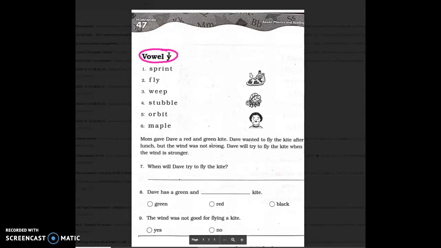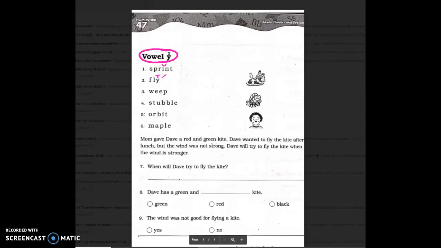Sprint. I don't see a Y in this word, so we're just going to code that short I sound with a breve. Next one. Now this one will apply to our rule. We have fly. Fly. It has a long I sound, so we're going to do a dot over the Y, a macron, and we'll accent this word.